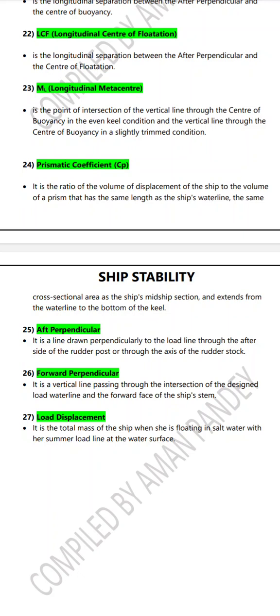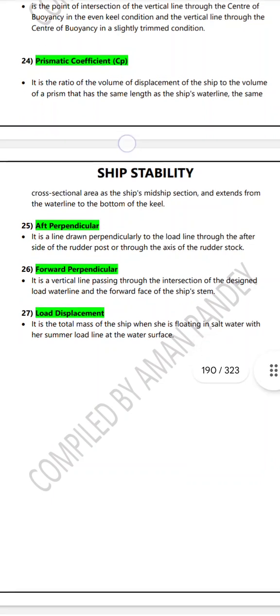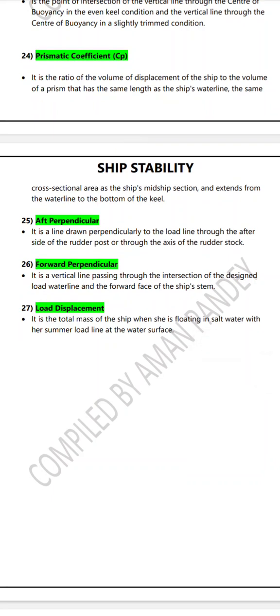Longitudinal metacenter is the point of intersection of the vertical line through the center of buoyancy in an even keel condition and the vertical line through the center of buoyancy in a slightly trimmed condition. Prismatic coefficient is the ratio of the volume of displacement of the ship to the volume of a prism that has the same length as the ship's water line.